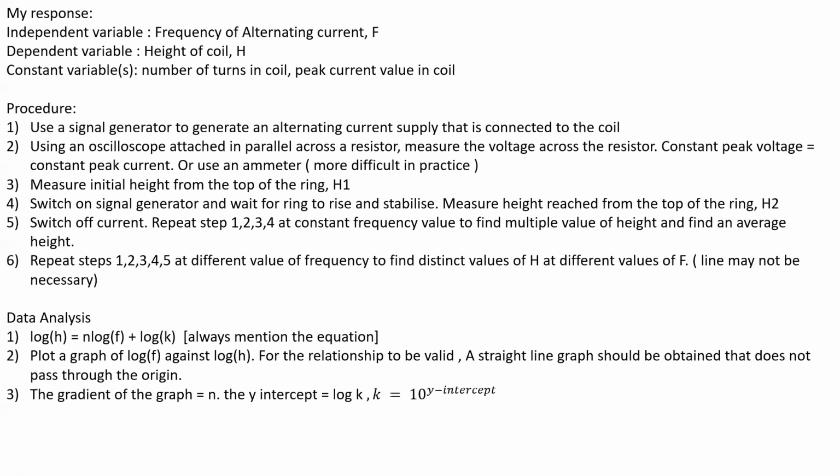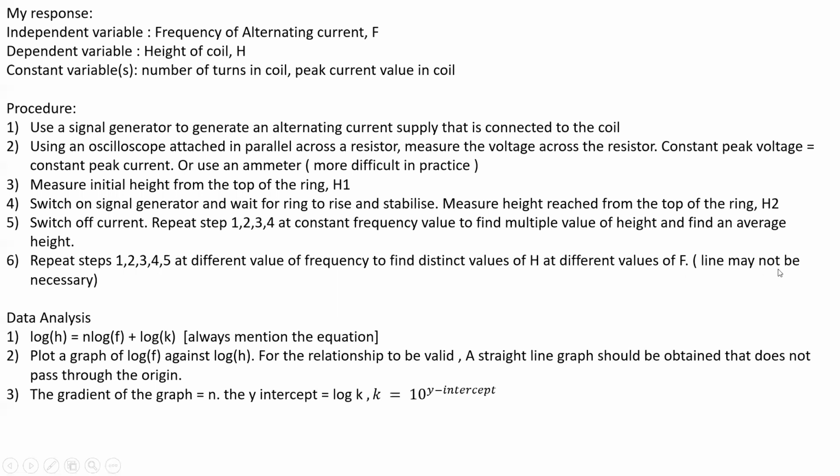And usually there are additional points for paper 5, if you already ingrain it in yourself to write it out, you don't have to worry about ensuring to write it again later on. Just include it in your writing, make it a form of practice to write it properly, to follow basic physics of finding average values, repeating when necessary. Then repeat steps 1, 2, 3, 4, and 5 at different values of frequency to find distinct values of H at different values of F.